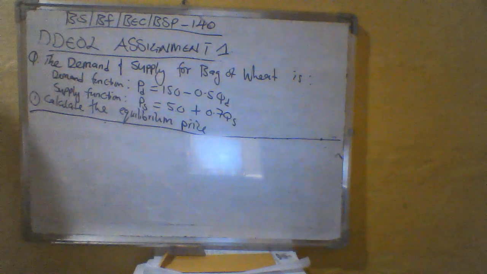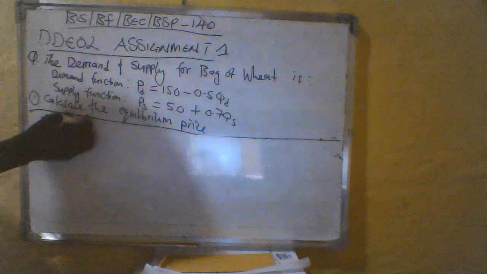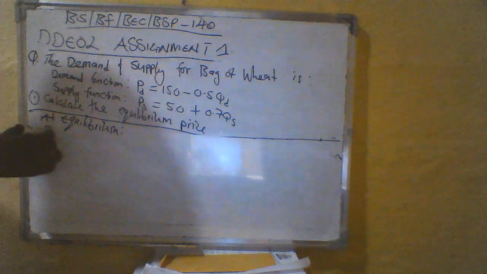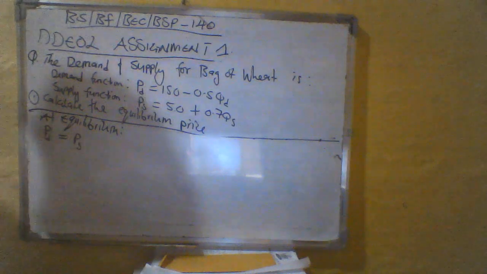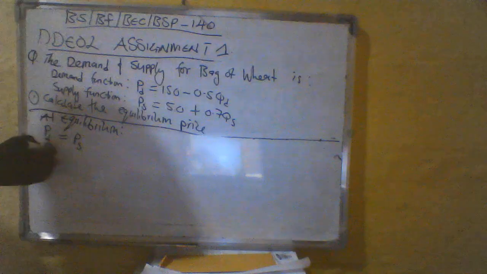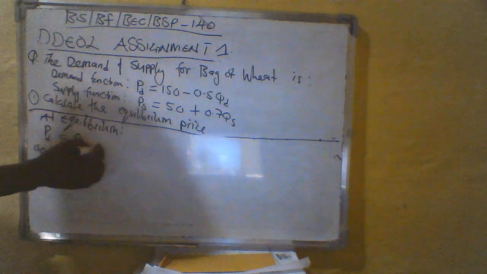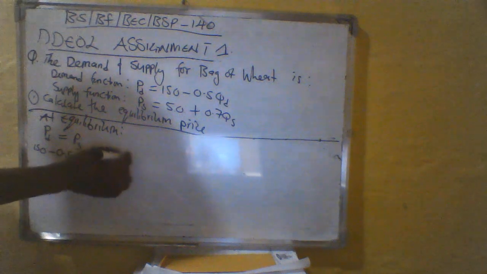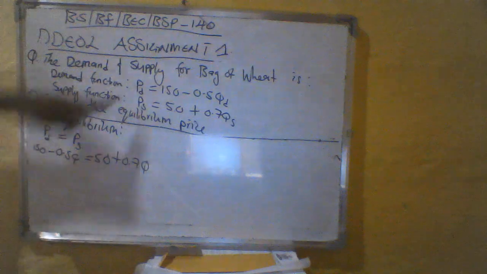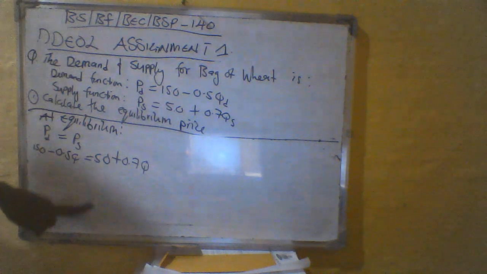So when solving for 1, we are simply saying at equilibrium, PD should always be equal to PS. So this implies that PD is equal to 150 minus 0.5Q, which is equal to the PS, which is 50 plus 0.7Q. Now, when I equate these two together, what I'm seeing here is the variable Q. It means I'll start by solving for Q first.